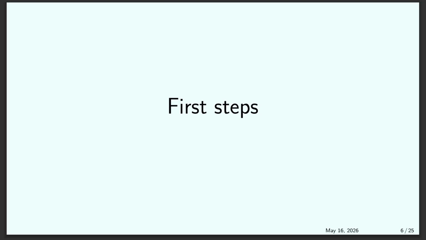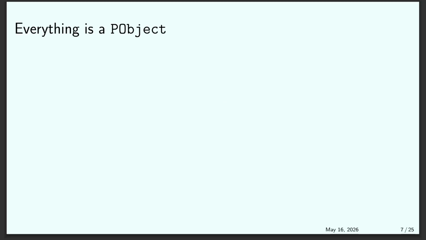So, first steps. How do we start with Pythagoras? Everything is a P object. If you are going to take one thing from this video, it is that every single object in Pythagoras is a P object, P for Pythagoras. It's essentially something that can be rendered, something that can be drawn on screen. That's what a P object is.